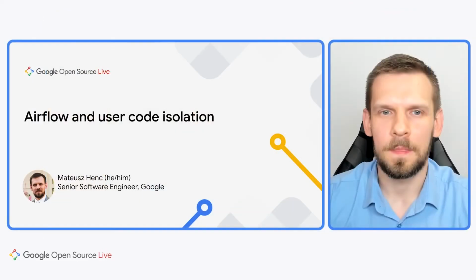Let me start by saying just a few words about myself. My name is Mateusz Hens and I have been working for 5 years at Google. Last 2 years I spent as a senior software engineer in Cloud Composer team.